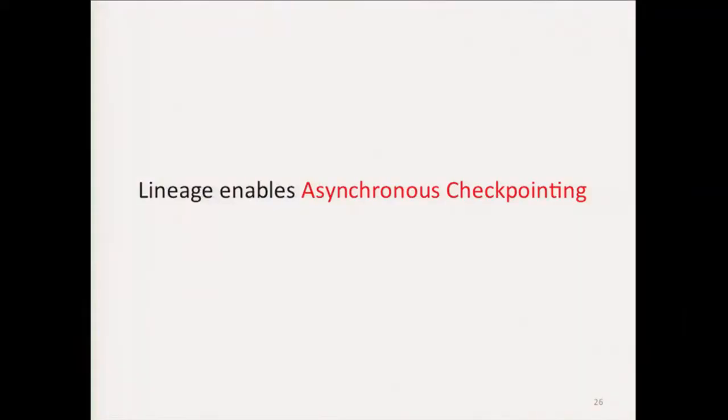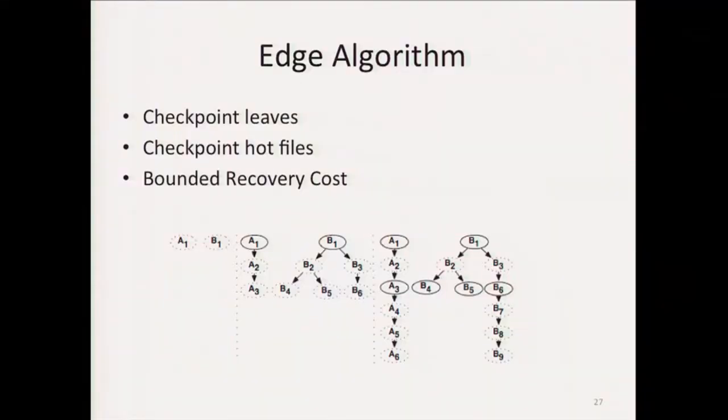In our research, this lineage concept enabled asynchronous checkpointing, which means that when the application writes the data into memory, it's still at memory speed. And then in the background, Tachyon will be able to asynchronously flush the data into the underlying file system, which could be HDFS or S3. We have an algorithm called the Edge algorithm to decide the order of the checkpointing.